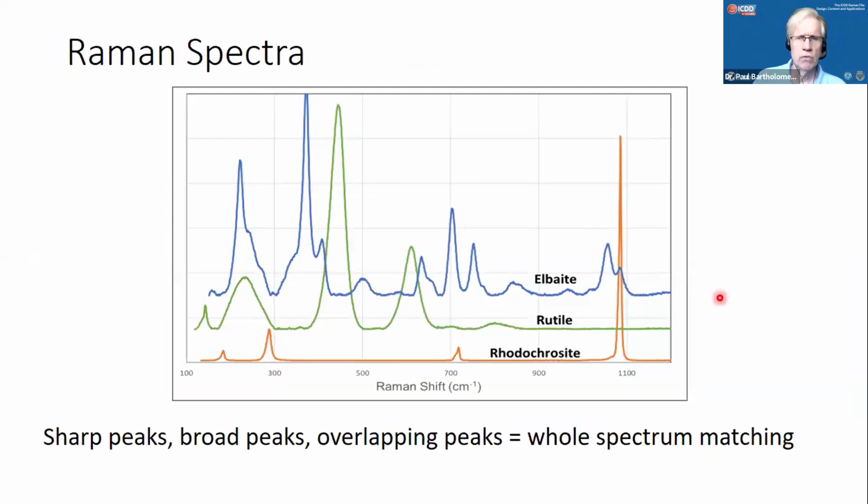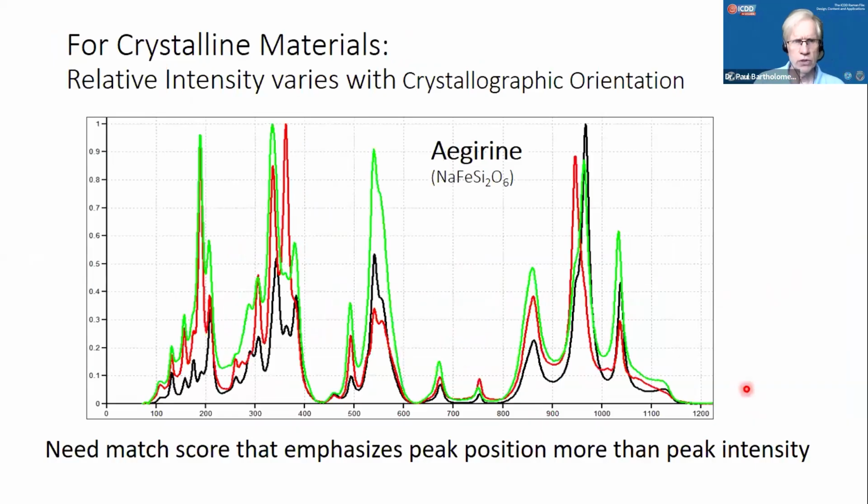All right, so the spectra we get, their characteristics. Some of them have very sharp peaks. Some of them have very broad peaks. It's common for them to have overlapping peaks. So for phase identification, whole spectrum matching is the standard. Also, for minerals and other crystalline materials, the relative intensity of the peaks can vary considerably with crystallographic orientation relative to the laser.